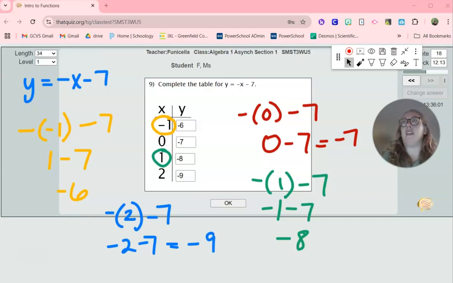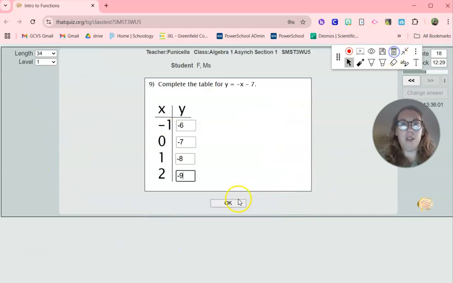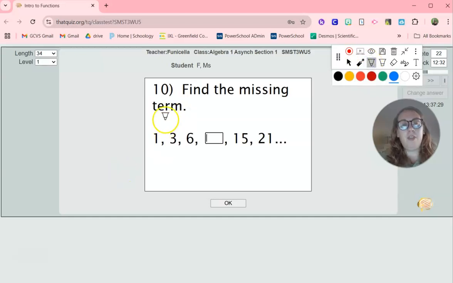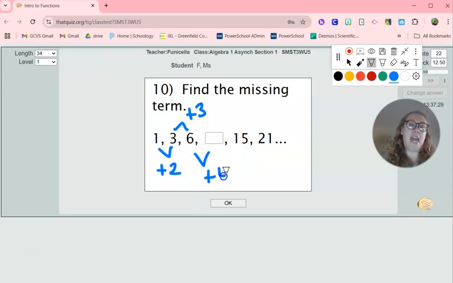Negative 6, negative 7, negative 8, negative 9. We notice this pattern that happens. These rules that we're looking at are linear functions, so we see there's this decreasing pattern. And we're going to look at some examples of how we can notice and find that pattern in other functions. For example, for this one, we're going from 1 to 3 to 6 to something to 15. So we notice from 1 to 3, we're adding 2. 3 to 6, we're adding 3. So 2, 3, follow that pattern, add 1 more.